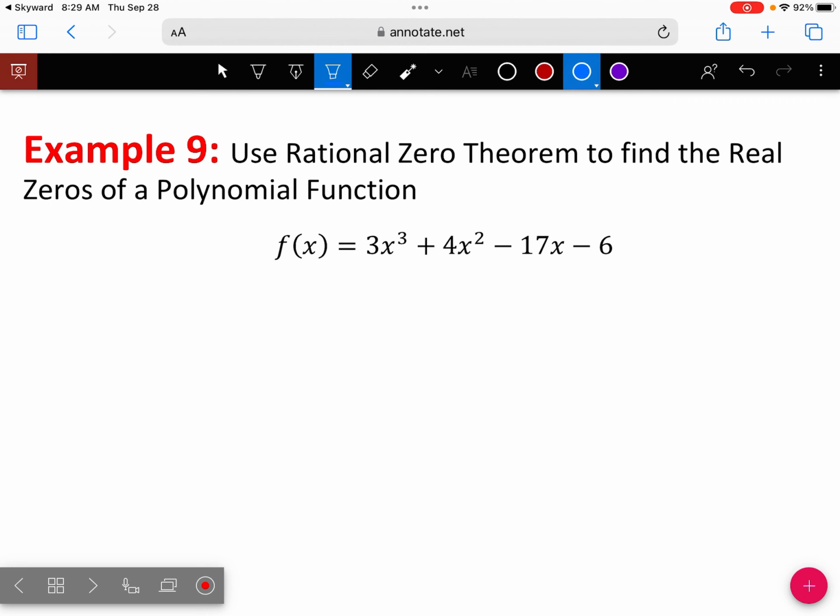So the difference in the directions now is that we have to find the real zeros. So we have to find them. And this is a third degree, which means that I'm looking for 3 answers. And I have to figure out what are my 3 solutions.